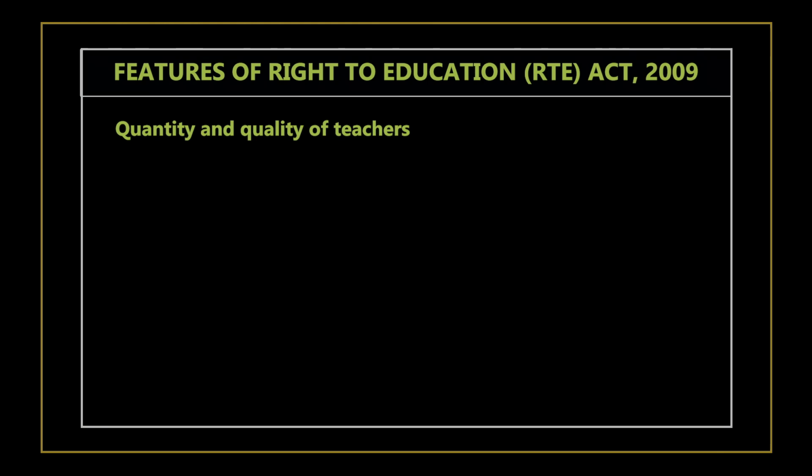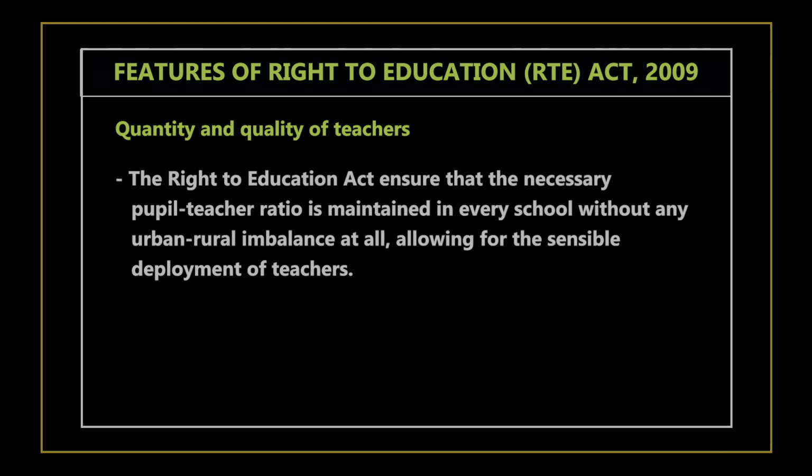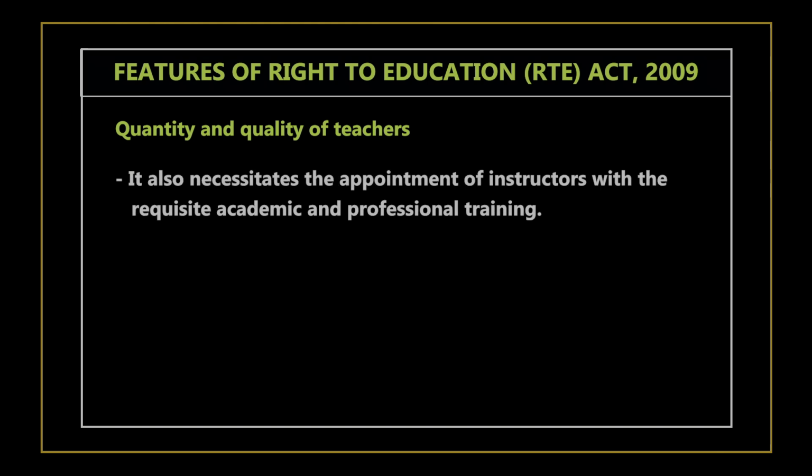Quantity and quality of teachers. The Right to Education Act ensures that the necessary pupil-teacher ratio is maintained in every school without any urban-rural imbalance at all, allowing for the sensible deployment of teachers. It also necessitates the appointment of instructors with the requisite academic and professional training.